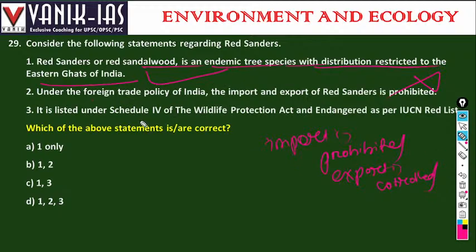It is listed under Schedule 4 of the Indian Wildlife Protection Act and endangered as per the IUCN Red List. Which of the following statements are correct regarding red sandals? Yes, it is genuine from ISPN. So options one and three will be right.